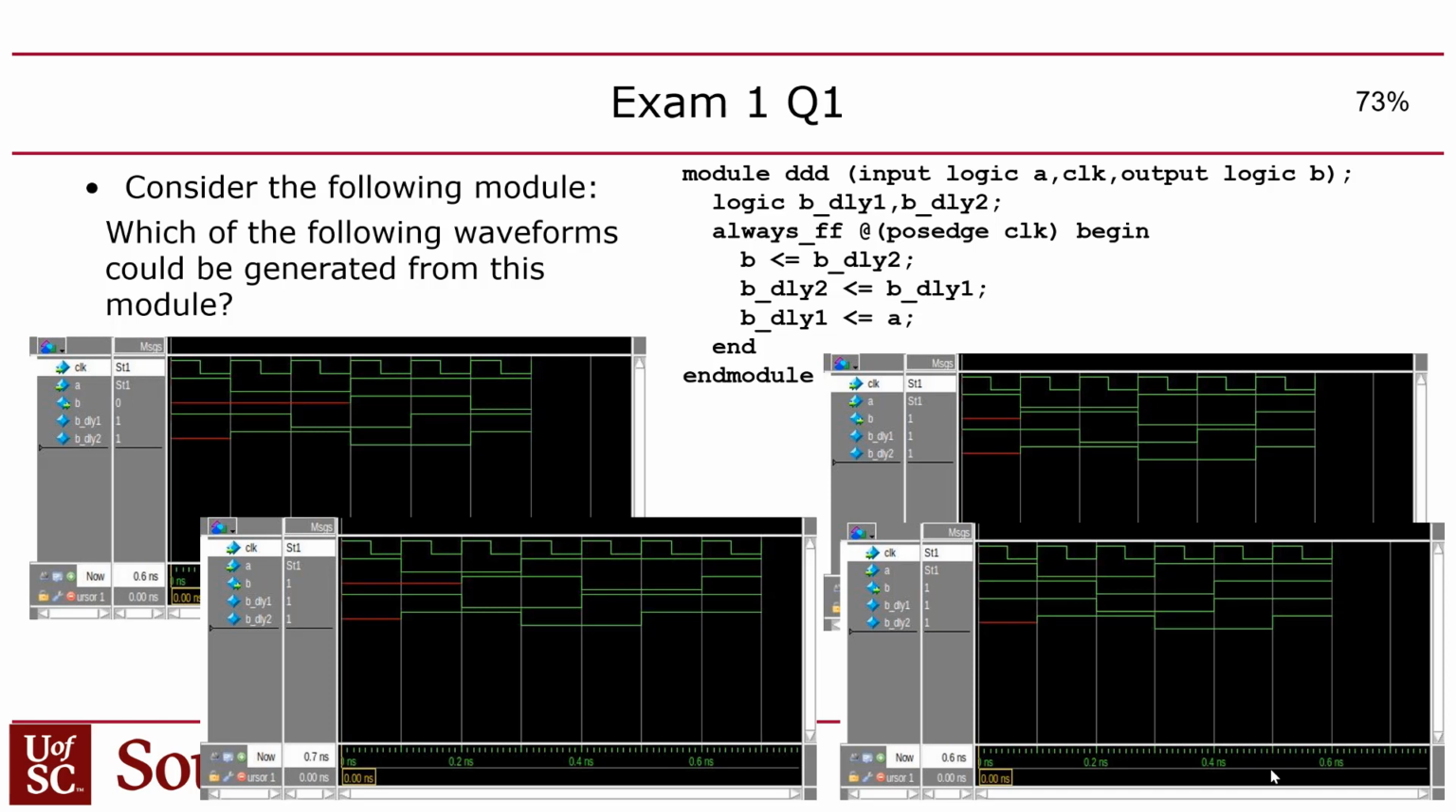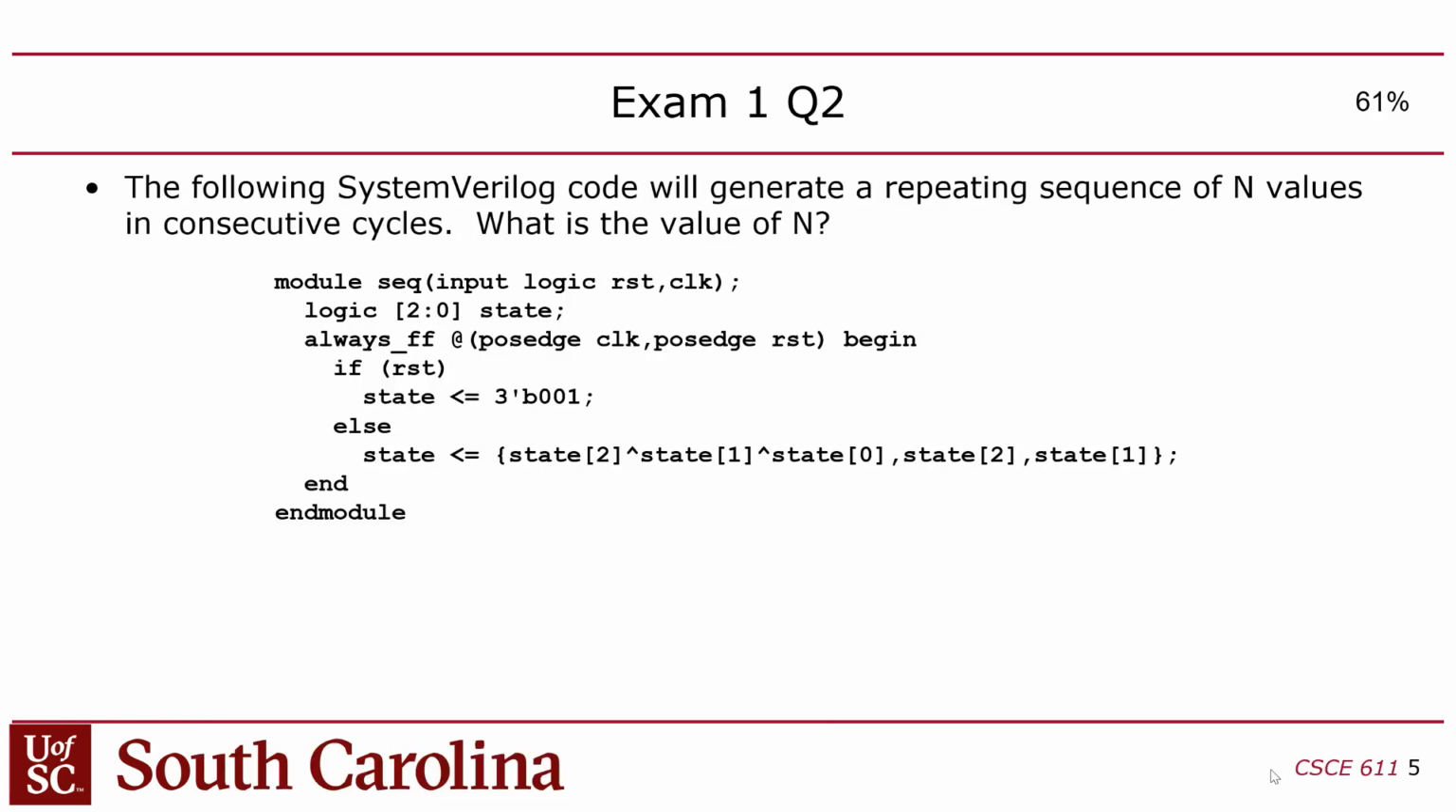Now, these are deliberately out of order. The statements in this always statement are out of order. You would expect them to start with this one, right? But it doesn't. The order doesn't matter because they're non-blocking assignment statements. Okay. So I actually expected this to be lower because you're looking at the subtle difference between waveforms, but you all did well on this.